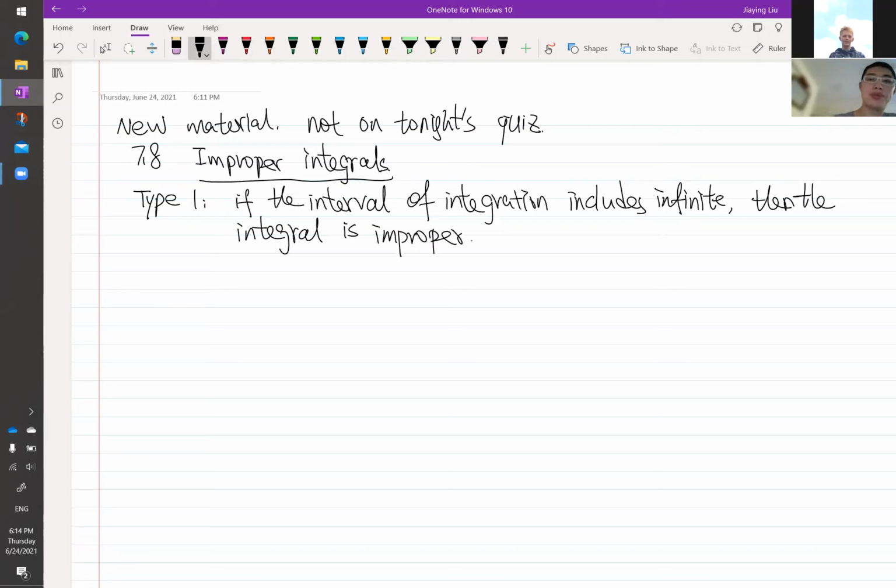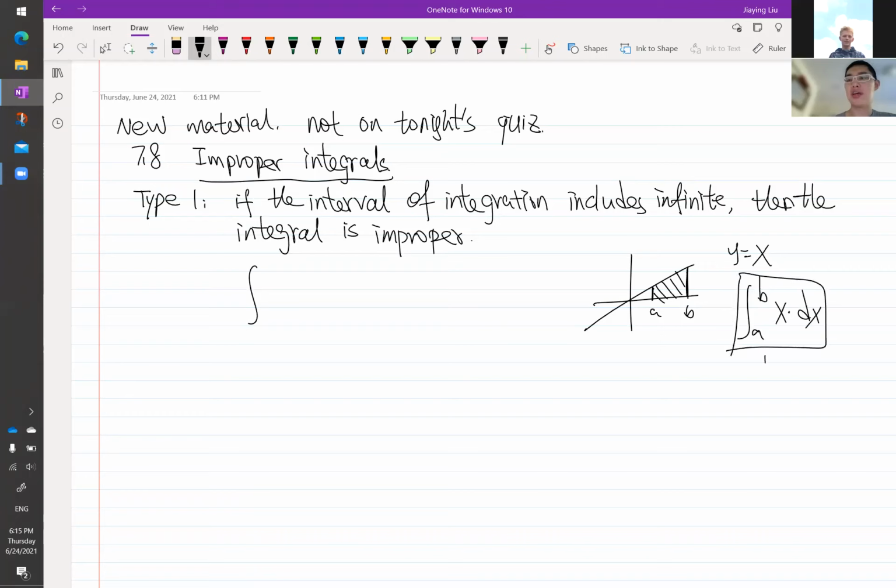I'll give you an example. Normally, let's just take the basic example, we integrate y equals x. We might look from a to b, where a and b are some constants. We're looking for the area between. So we can write the integral from a to b of y, which is x, dx. This is what we call a proper integral. It's a definite integral.